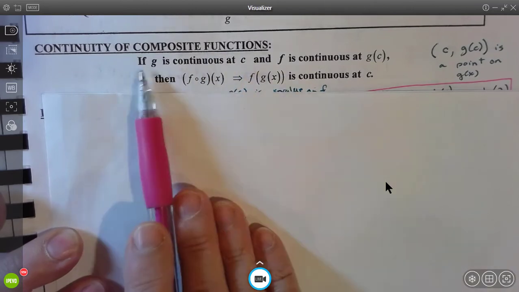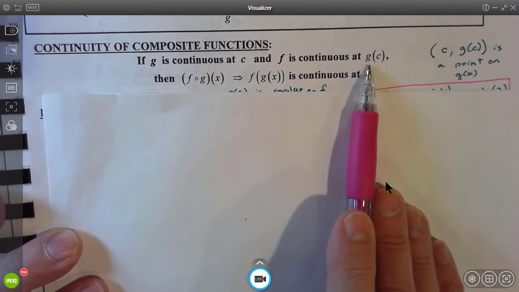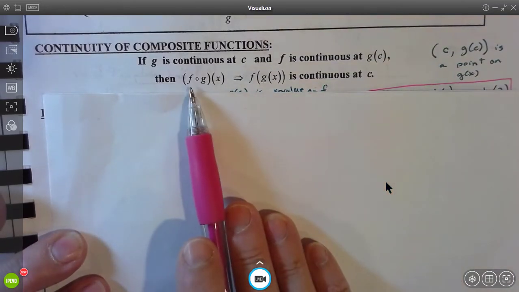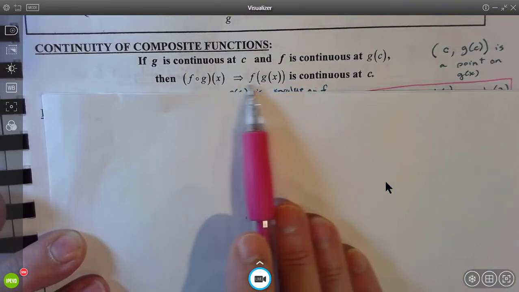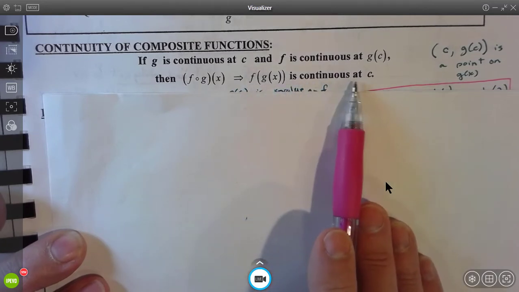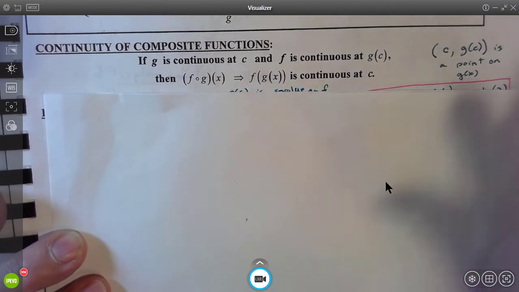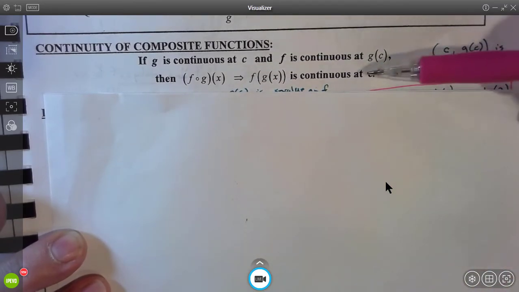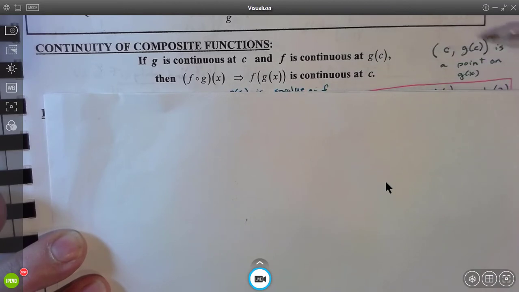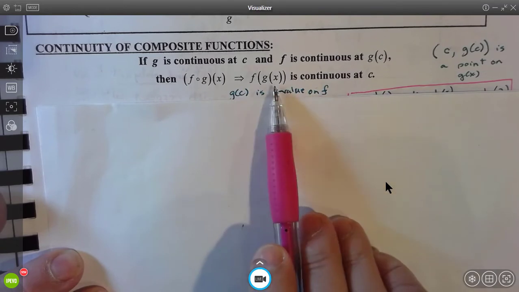Continuity of composite functions. If g is continuous at c and f is continuous at g of c, then the composition f of g of x, which is also written as f of g of x, will also be continuous at c. Let's remember a little bit of notation. At c, the y value on g, g of c, is a point on g of x. Let us remember that g of c now becomes your x value on f.